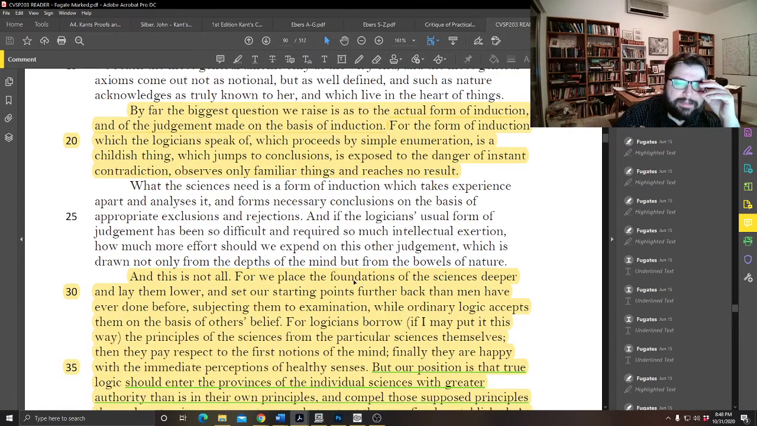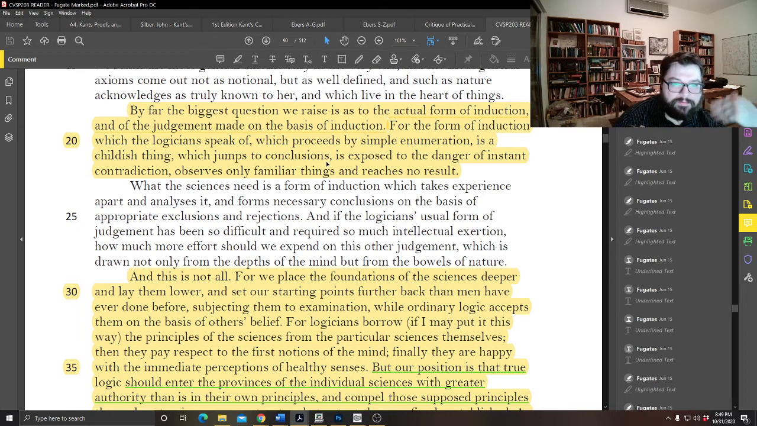And now here he says it's not just that we use induction, but the biggest question that he wants to investigate is the actual form of induction. I said this in class a couple of times. Bacon's not claiming to have invented induction or an entirely new method, but to have given an entirely new form to an old method, right, and a new emphasis. The old induction proceeded, he says, by simple enumeration, which means by just repeated experiences. And for him, this is a childish thing that jumps to conclusions, right?